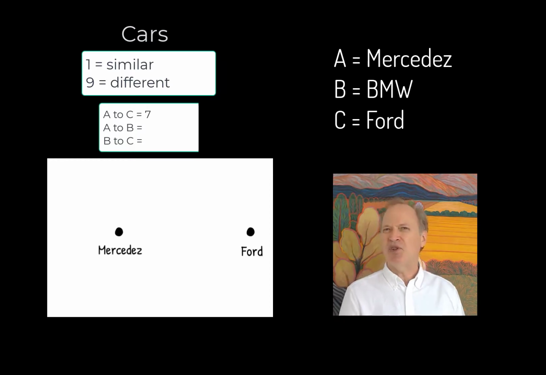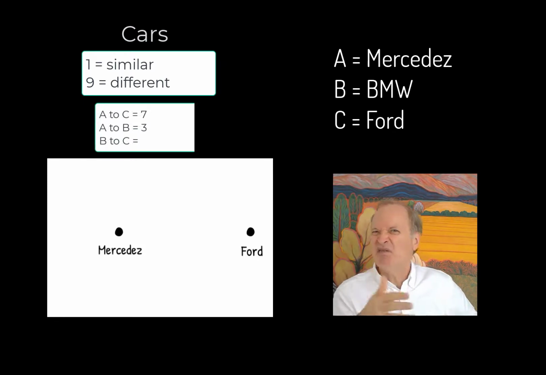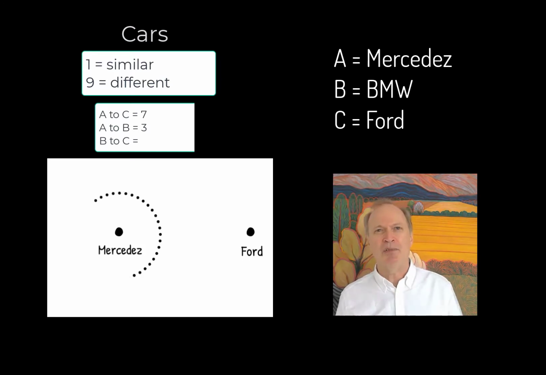How different is Mercedes-Benz now to BMW? And they're going to think about it. They go, 2, maybe 3. Okay, it's 3. Where can BMW go now? Well, for this consumer, it can go in a circle around Mercedes-Benz. It's still an infinite number of solutions, but it's constrained a little bit, right? So we're rebuilding the map directly from the matrix.